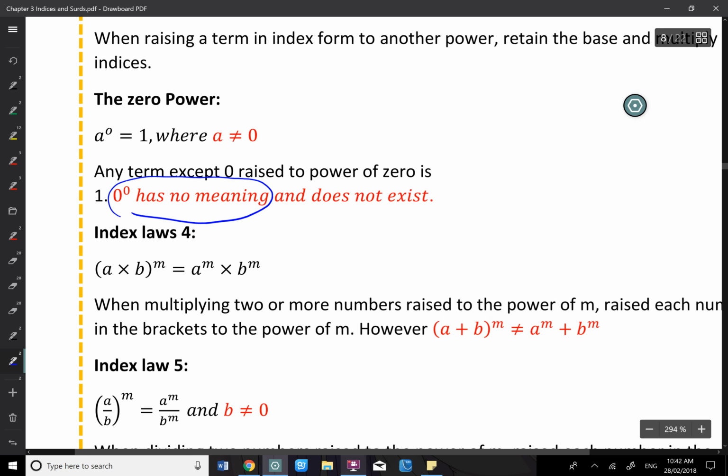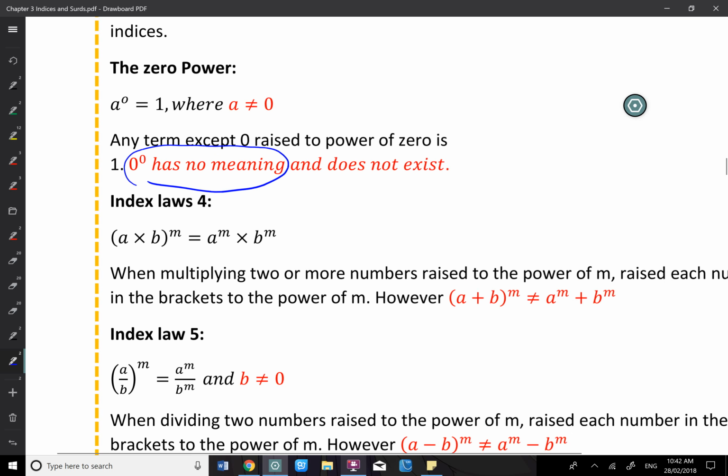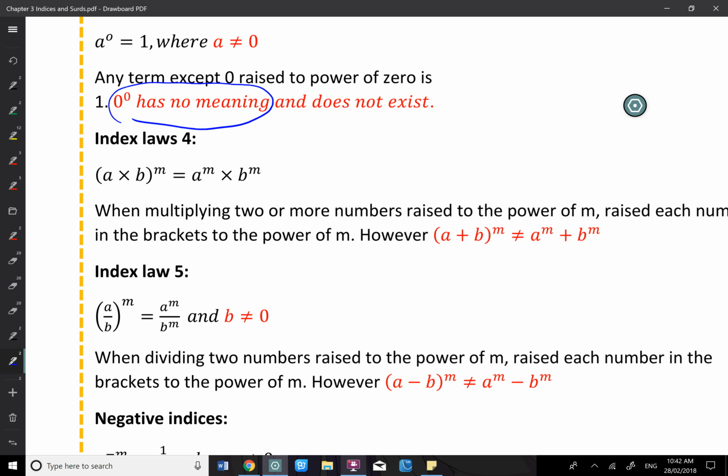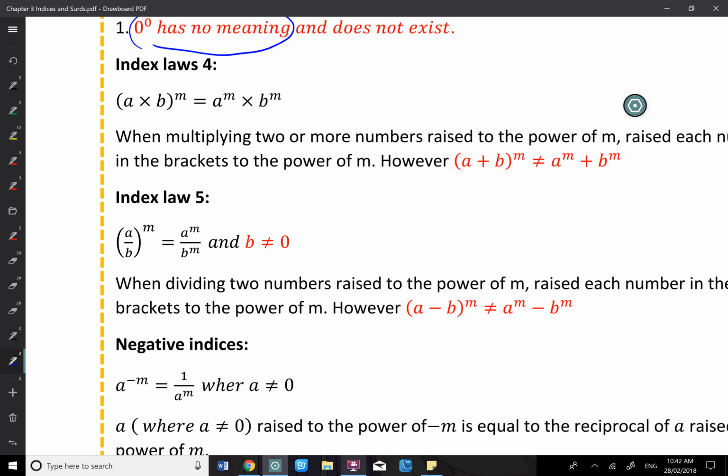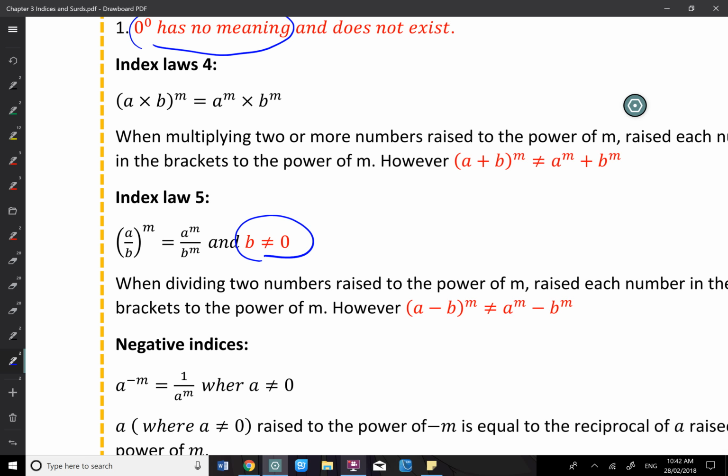When you put that into the calculator, it will give you undefined or error. So you don't have 0 to the power of 0. Next law is when you times two numbers and then power the product, you power one number times power the other number. Similarly, you have the division version: a divided by b to the power of m equals a to the power of m divided by b to the power of m, where you need to make sure b is not equal to 0 because the denominator can't be 0.